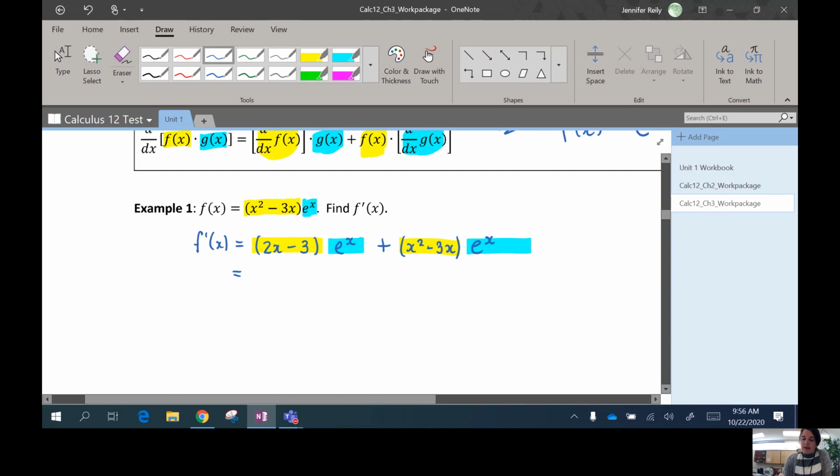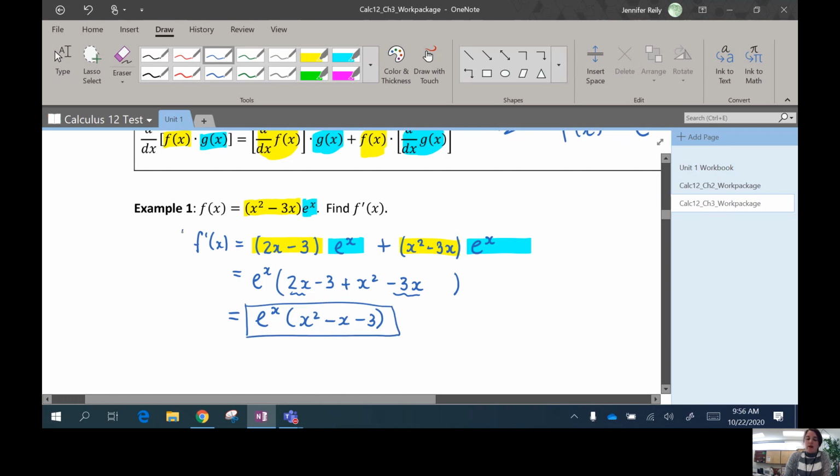collecting like terms and pulling out an e to the x. There's an e to the x in both of these terms, so we can pull it out. And we can write the yellows together: 2x minus 3 plus x squared minus 3x. Then we can combine these two as like terms. So the e to the x, and I'll write the x squared term first, and then I have minus x minus 3. Okay, so that's the final answer that would be written in the textbook, but all I care about is that you can get to this step here, okay?